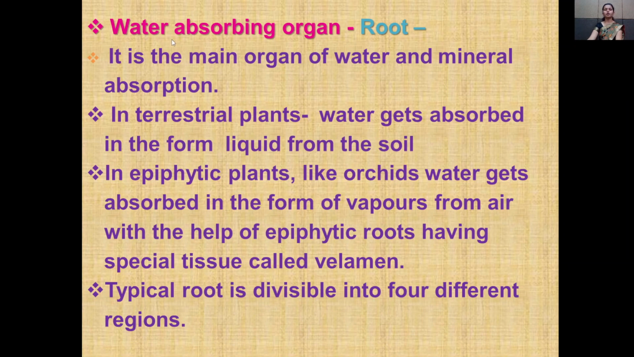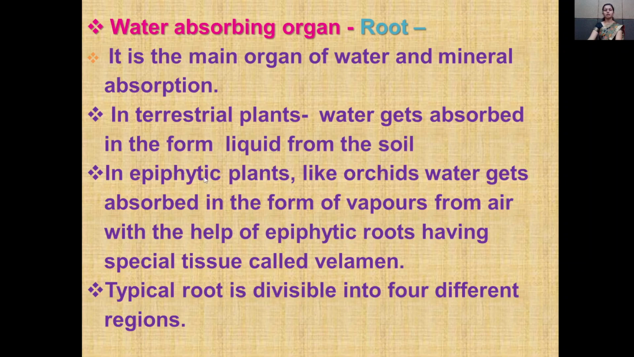Next point is water absorbing organ. Out of the 5 typical parts of the plant, the root is the main absorbing organ, which helps in absorption of water and nutrients from the soil. So we see it is the main organ of water and mineral absorption. In terrestrial plants, water gets absorbed in the form of liquid from the soil. In terrestrial plants, water is available in liquid form.